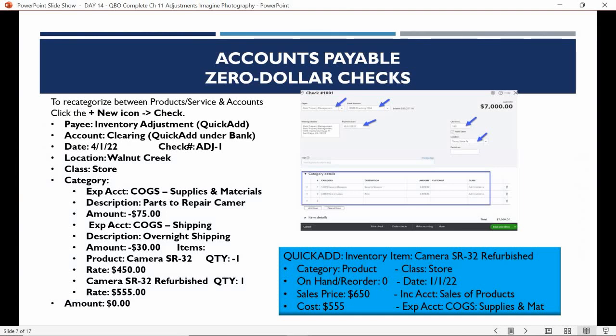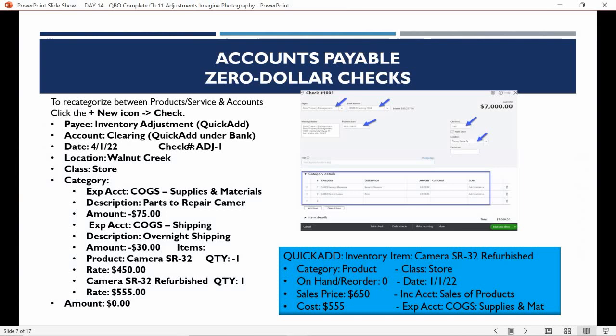That's the key important difference here. If you're trying to recategorize from one account to another, you can only use the journal entry. But the $0 check allows you to move from either account to an account, and it can allow you to move from item to item. So that's the huge difference here.